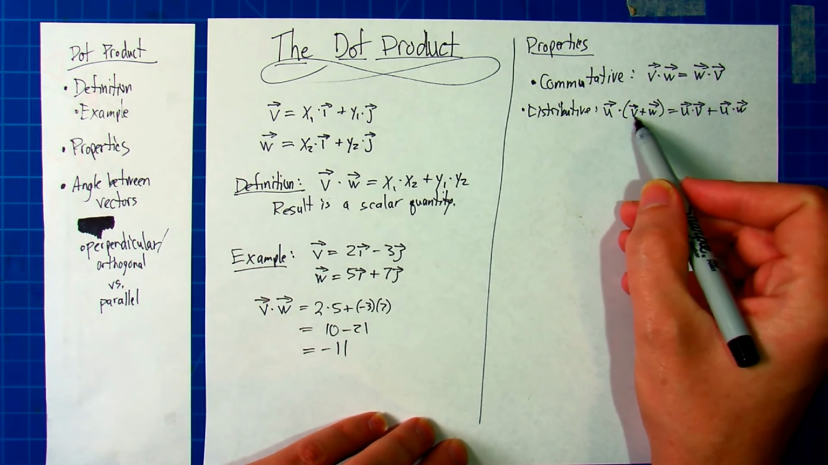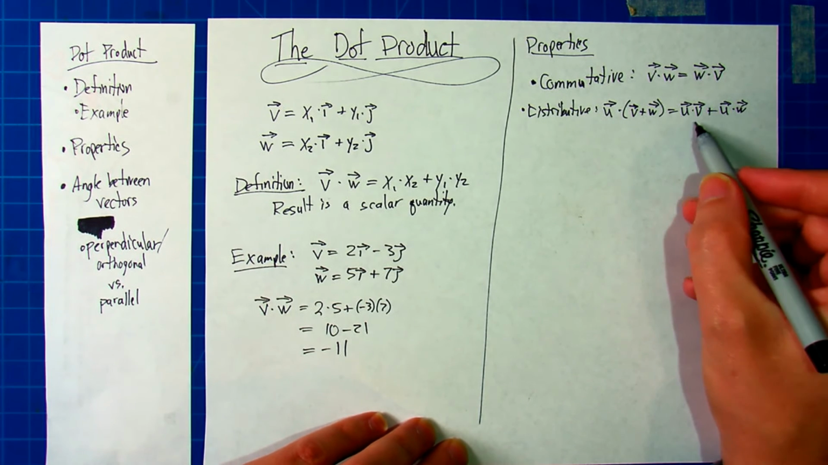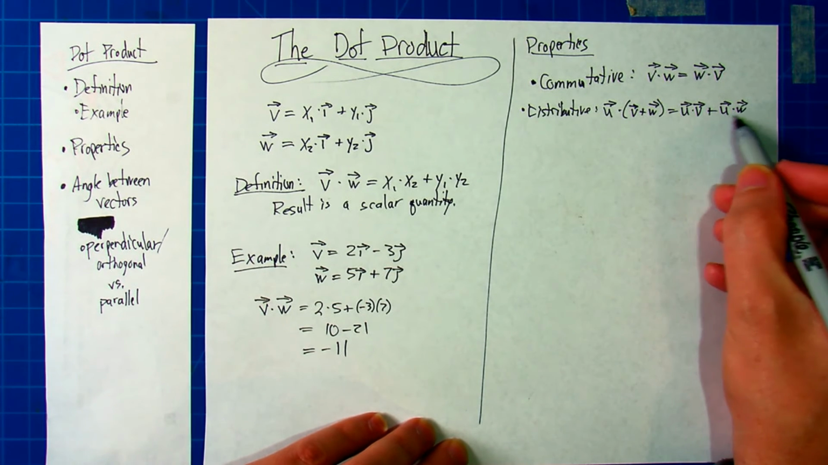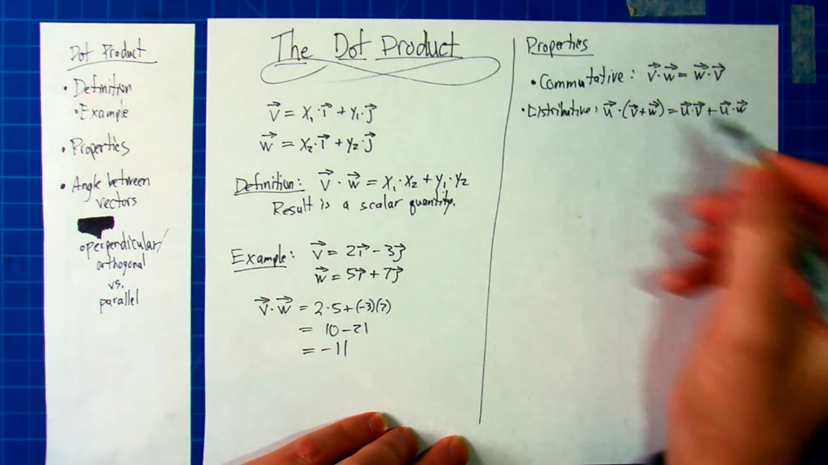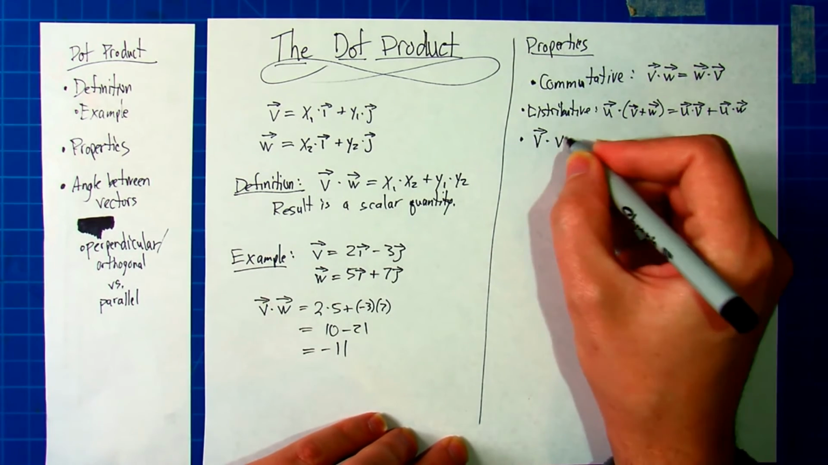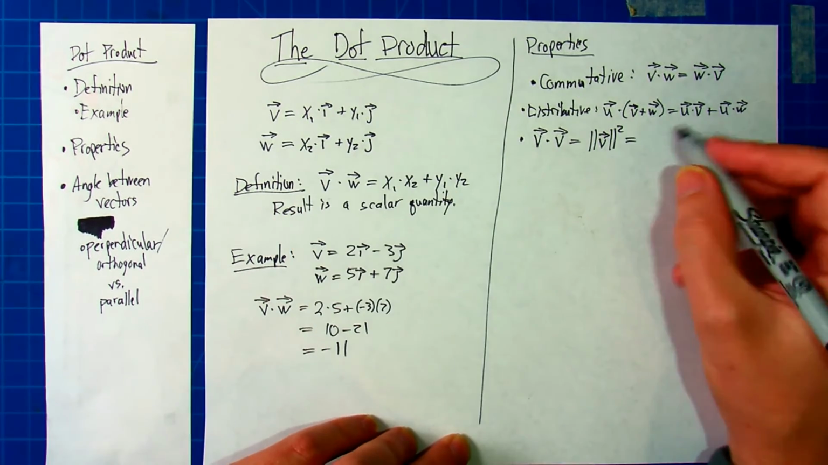If you add v and w, you get a vector, so u dot a vector equals a scalar. Here, this dot product will equal a scalar. This is a scalar, so you add those two together, you get a scalar on that side of the equation as well. If you dot a vector v with itself, you get the magnitude squared.